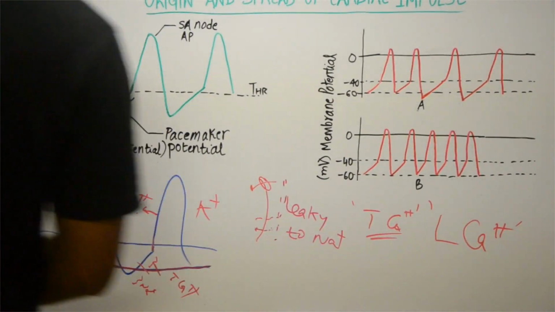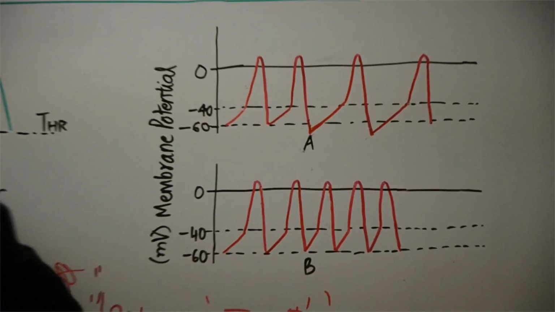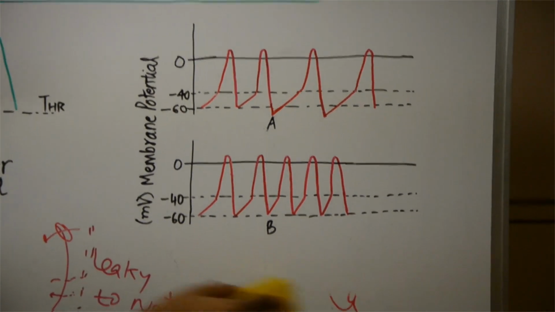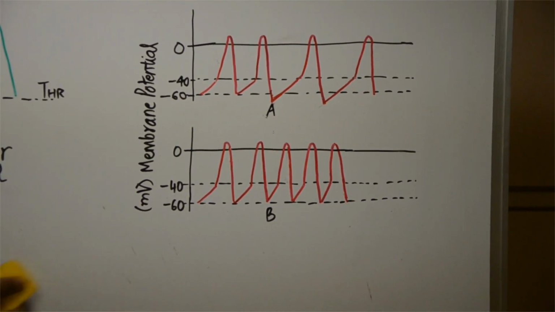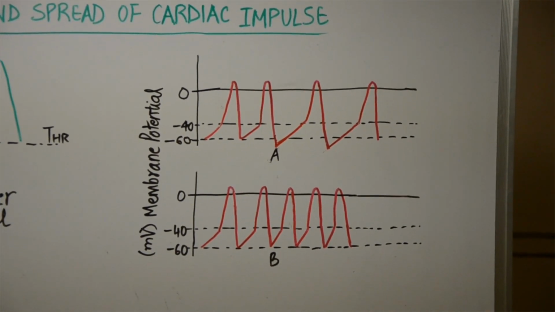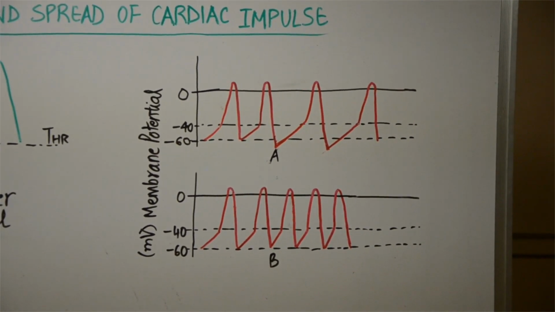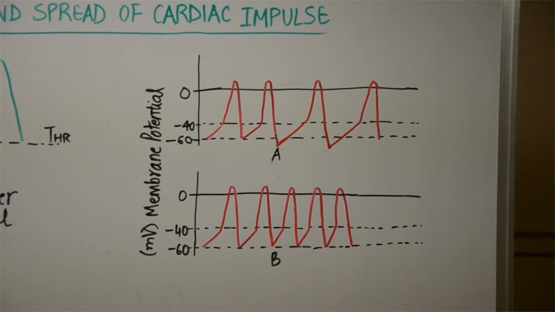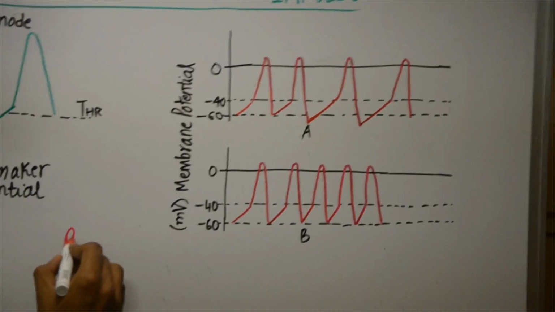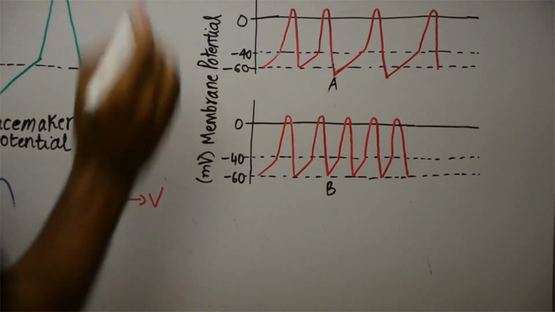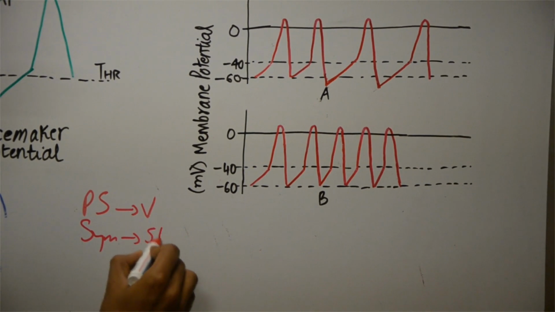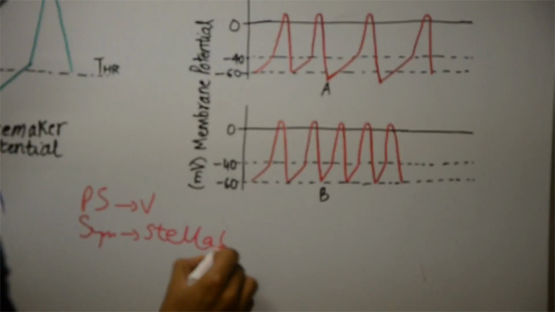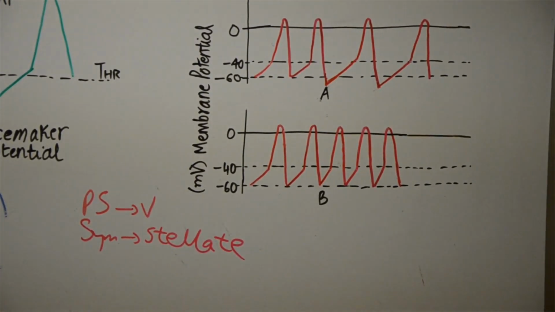In these two graphs, we'll discuss the action of vagus and sympathetics. Now you know the heart has nervous innervation as well. So nervous innervation of the heart is divided into sympathetic and parasympathetic. The parasympathetic nerve supply is mainly by vagus, and the sympathetic nerve supply is mainly by the stellate ganglion.